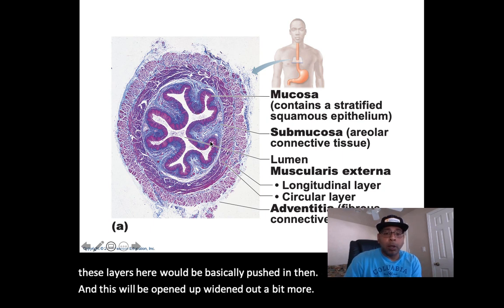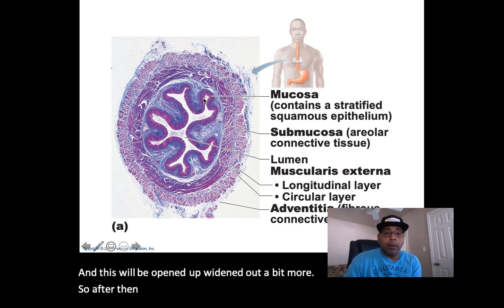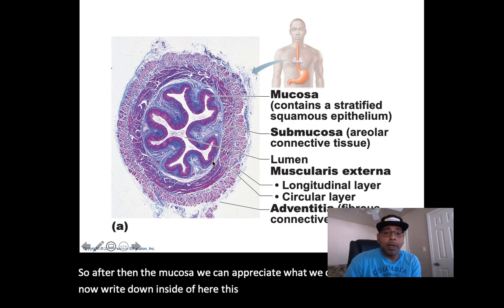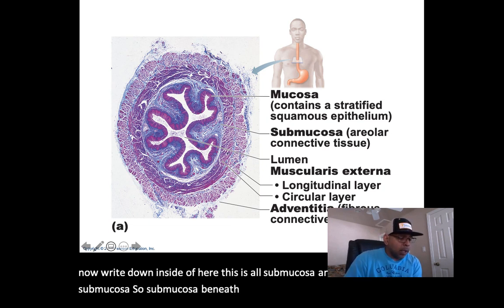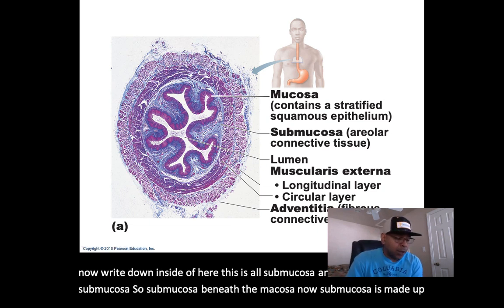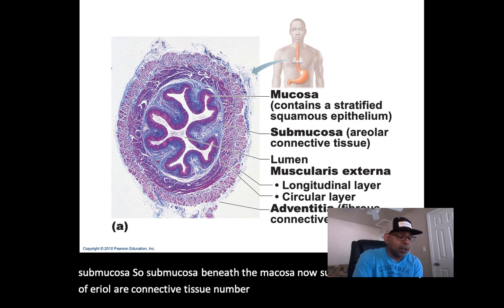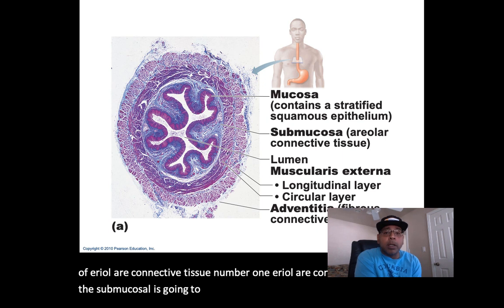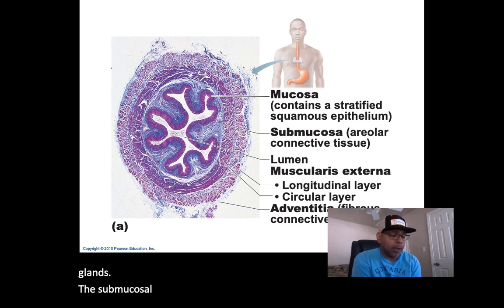So after the mucosa, we can appreciate what we call the submucosa. Right down inside of here, this is all submucosa, beneath the mucosa. Now submucosa is made up of areolar connective tissue, number one. And the submucosa is going to contain mucus secreting esophageal glands.